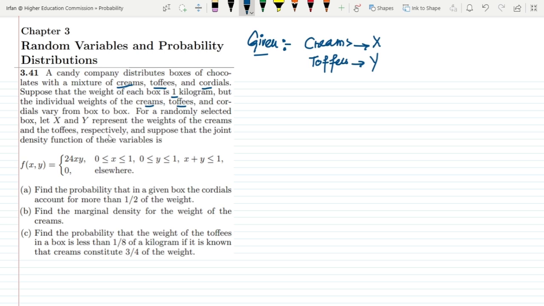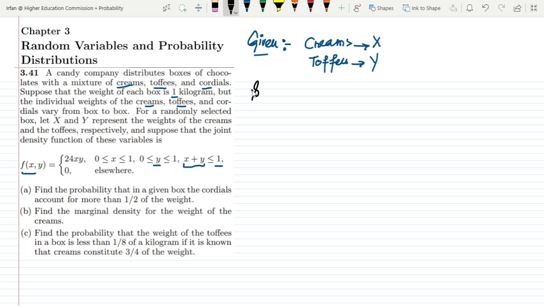Okay, so suppose that the joint density function of these variables is given by f(x,y) equals 24xy, which lies in the range of x greater than or equal to 0 and less than or equal to 1, the range of y greater than or equal to 0 and less than or equal to 1, and the combined weight of x and y can be less than or equal to 1, and it is 0 elsewhere. So on the basis of it, what do we have to do? We have to find the probability that in a given box the cordials account for more than half of the weight.